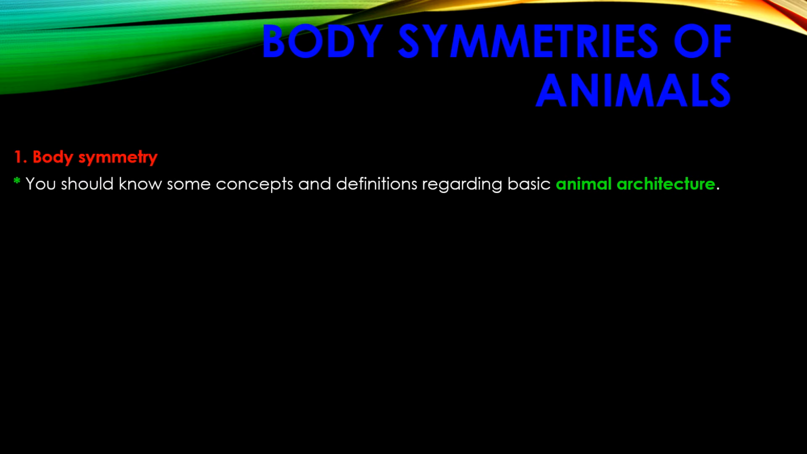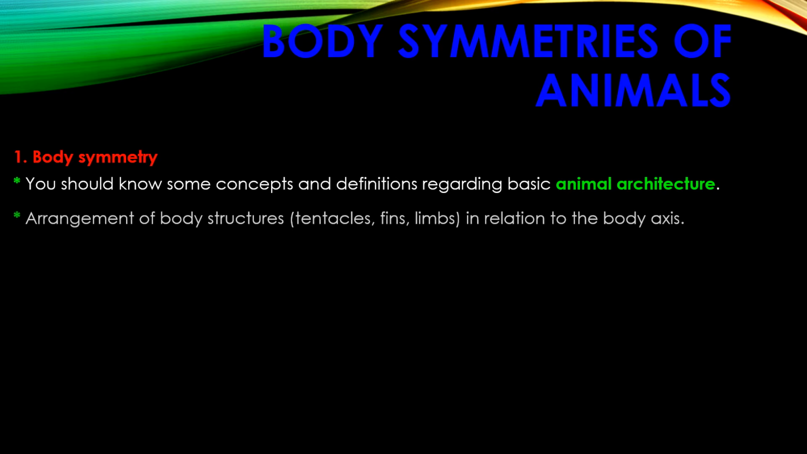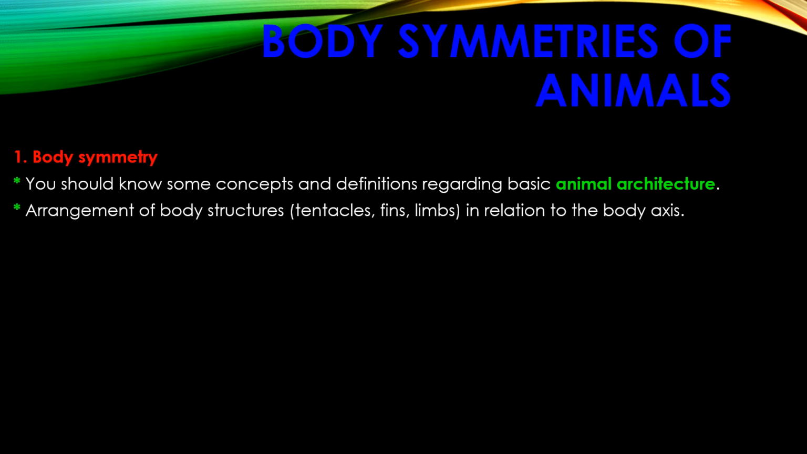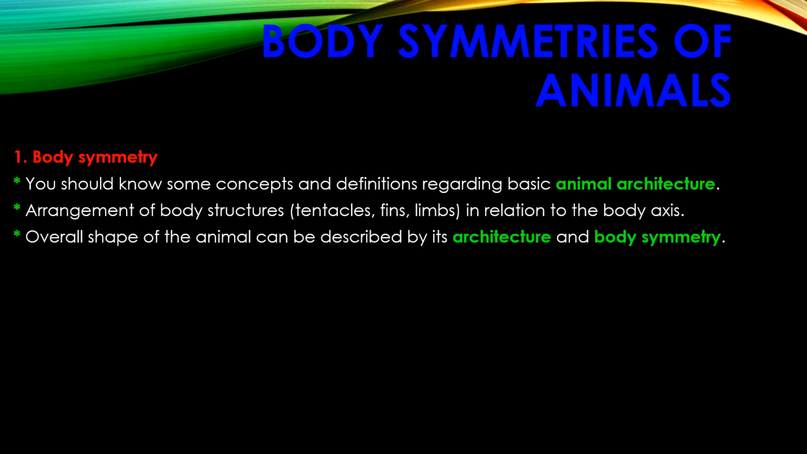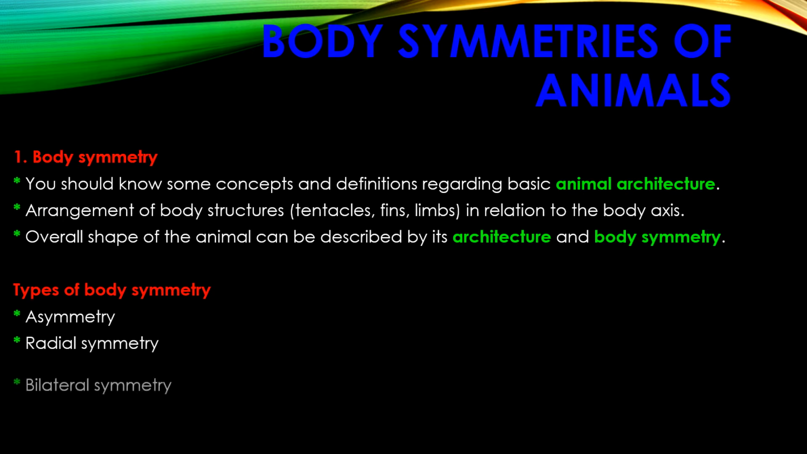Arrangement of body appendages such as fins, limbs, tentacles, and antennae in relation to the body axis is known as animal architecture. The overall shape of the animal can be described by its body symmetry and the architecture. Let's look at the types of body symmetries in animals. There are three different types. The first one is asymmetry, the second one is radial symmetry, the third one is bilateral symmetry.